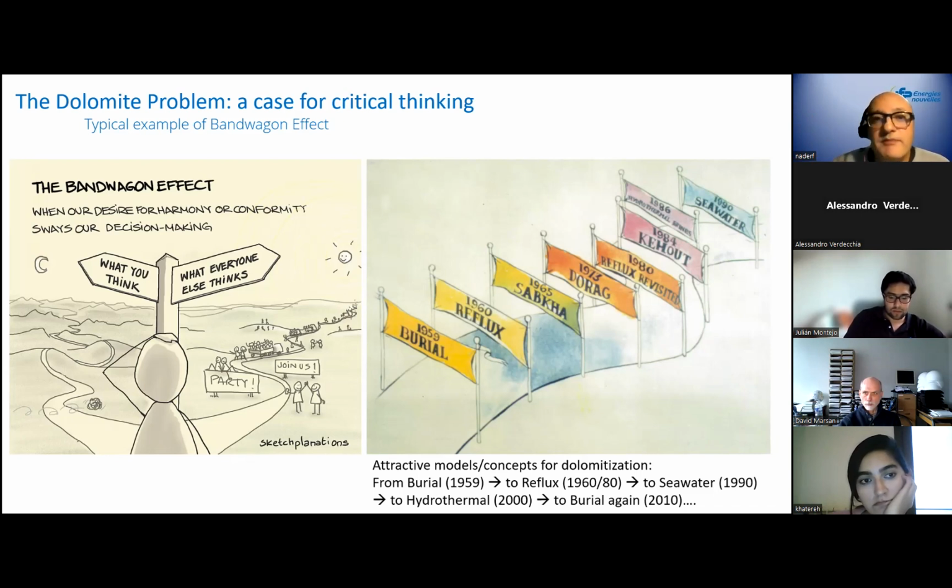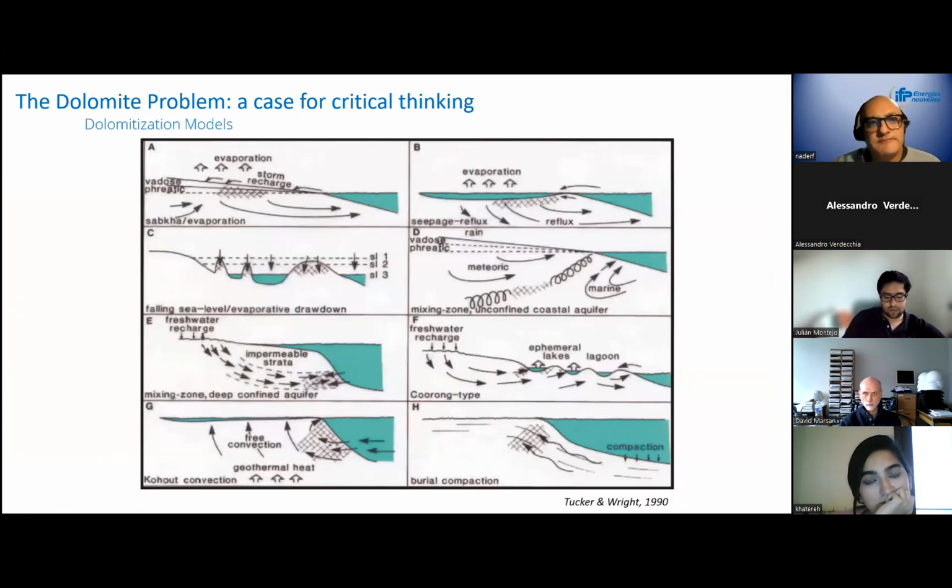So at my time in 2000, 2001, 2002, the most accepted idea was that all dolomites are made by hydrothermal fluids, hot fluids that will create dolomite. So these are some of the models: evaporation, burial, all of these. These are all published, and many papers follow this.